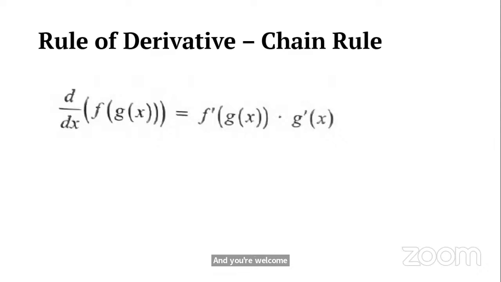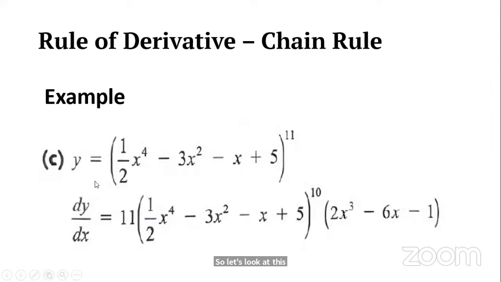The chain rule is that if you have f of g of s, then the differential form of this function will be f prime of g of s multiplied by g prime of s. So the question is, what is f of s and what is g of s? Let's look at this example.